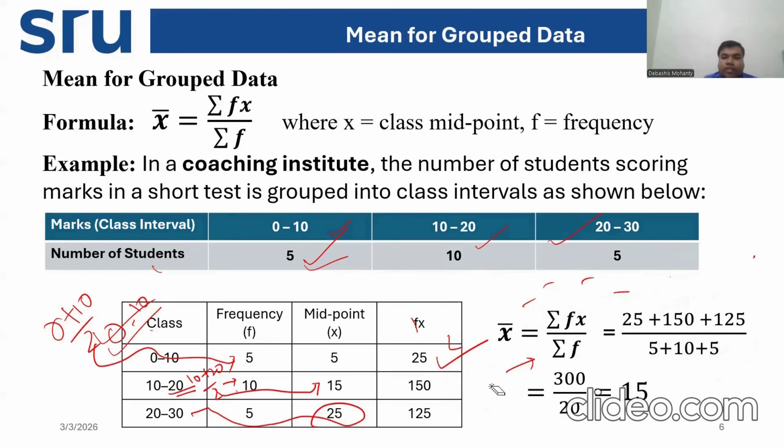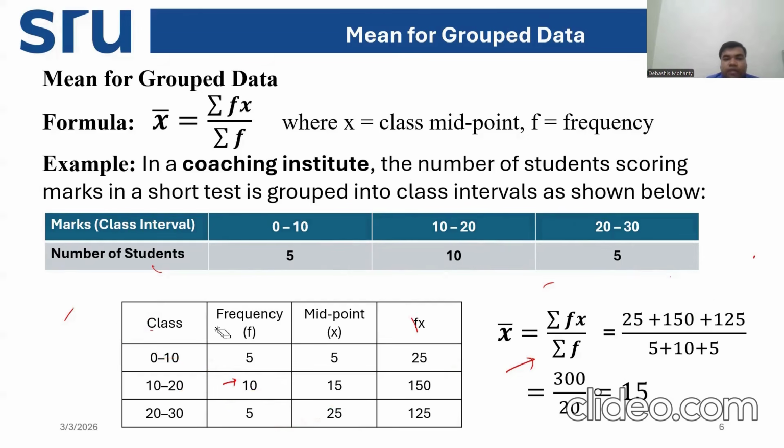Here, as it is grouped data, the frequency will be given. Whenever the frequency is given, we can calculate the mean using this formula, which is very important: x bar equals sum of fx divided by sum of f. What is x? That is the class midpoint. What is f? f is the frequency, right?